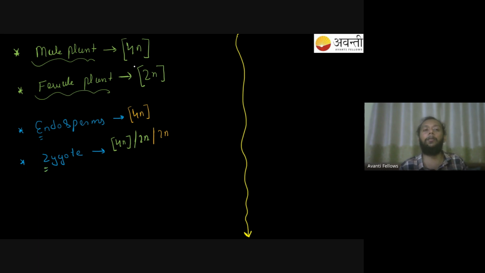अगर मेरा मेल प्लांट 4n है, राइट, so that means even its microspore mother cell is also going to be 4n. If male plant is 4n, then I hope you understand that in the male plant you will have a MMC, microspore mother cell, that is also going to be 4n only, right? I hope कोई confusion नहीं है, confusion हो तो पूछ लेना interrupt करके. It is also going to be 4n over here, right?